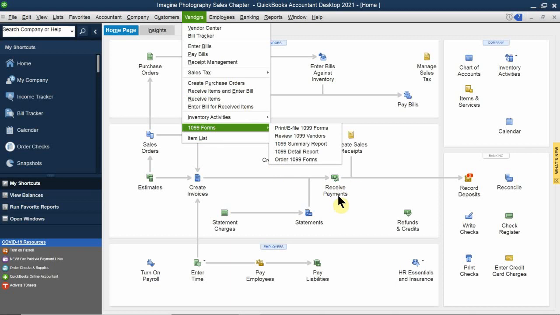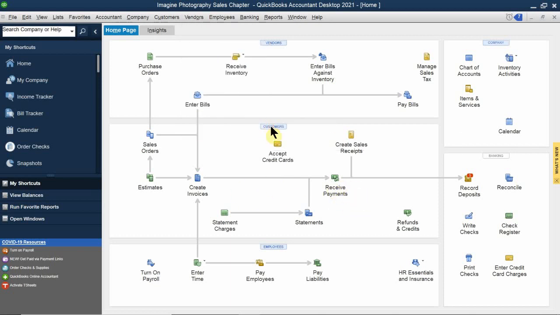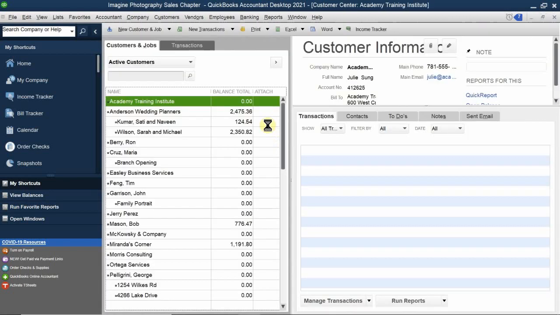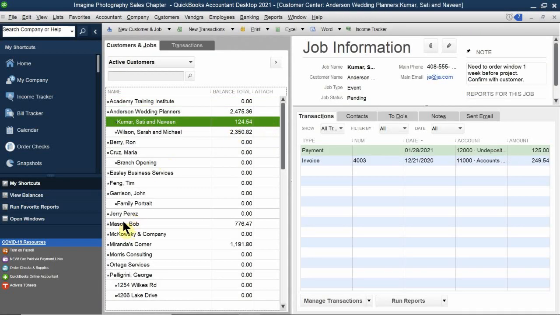Now, of course, with that being said, let's go ahead and take a look at that invoice once again because they paid it. So let's go to Bob Mason.